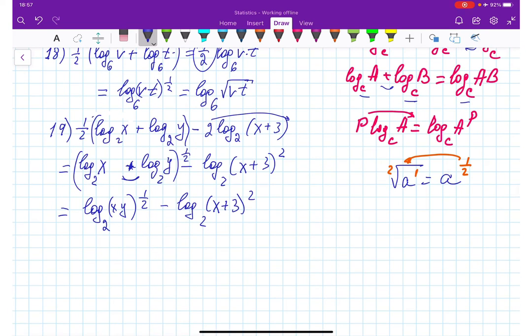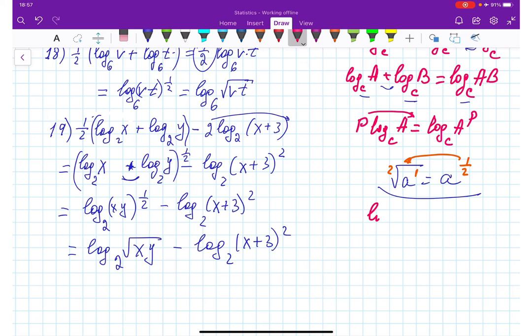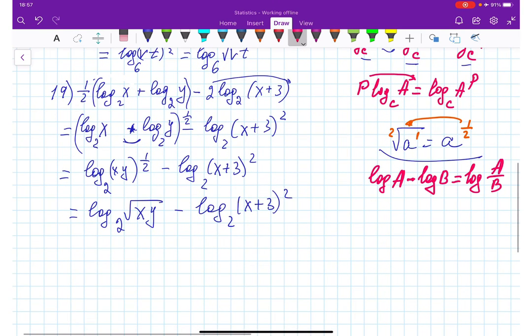So what do we have from here? This 1/2 power is going to be represented as a square root xy, right? Here it is, I explained why. By base 2 and minus logarithm x plus 3 squared by base 2. And this subtraction we are going to convert into division, which means when we have log A minus log B, it's going to go backwards to division A over B. So from here, since we have the same base, right? Log by base 2, on the numerator is going to be square root xy. In denominator, it's going to be x plus 3 squared.